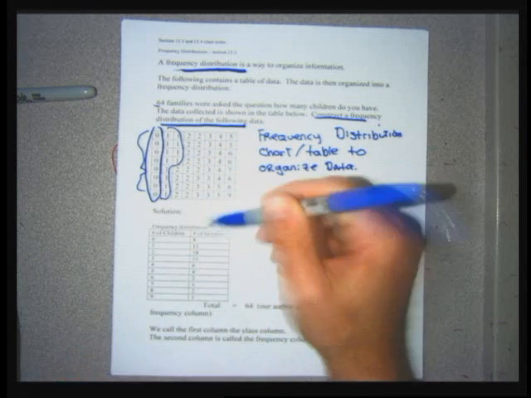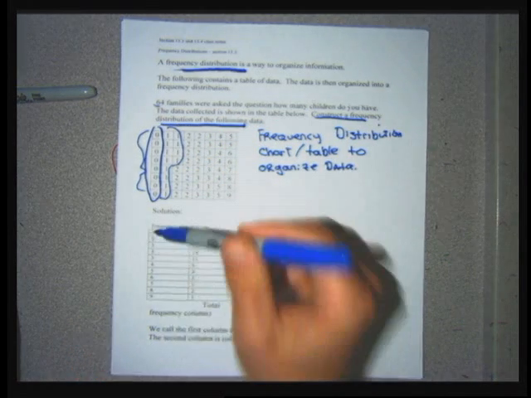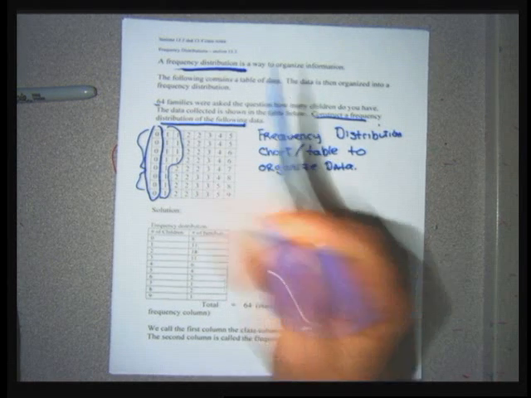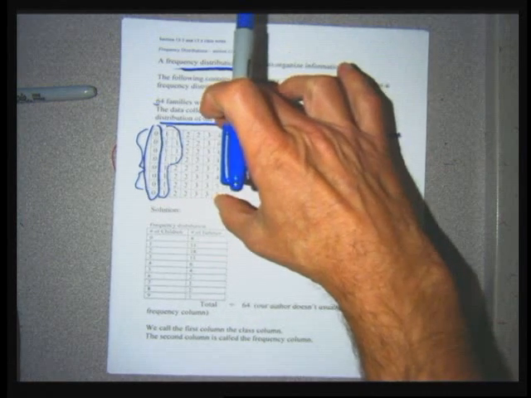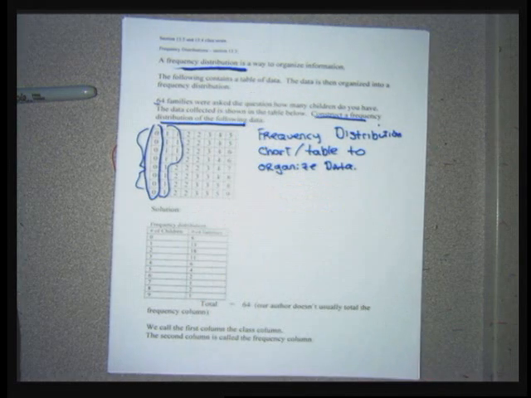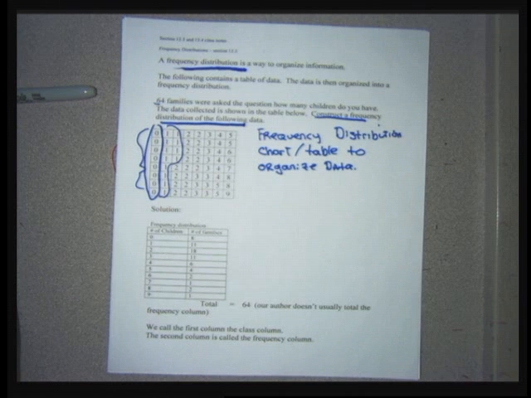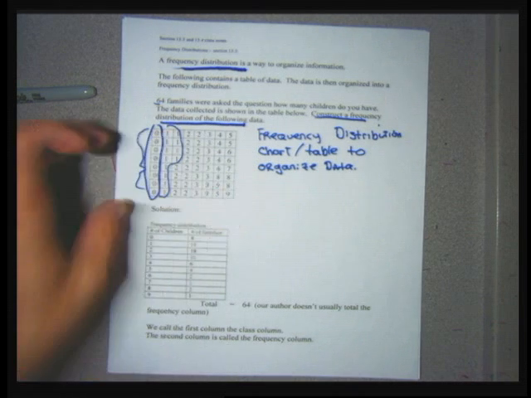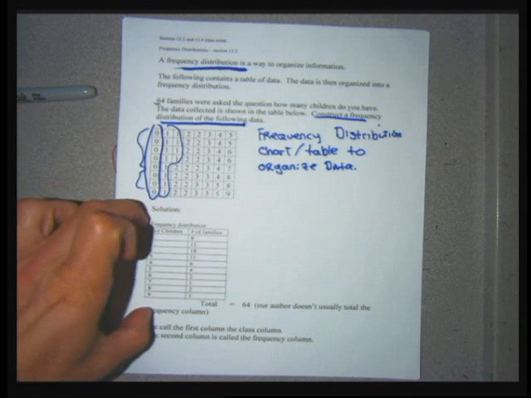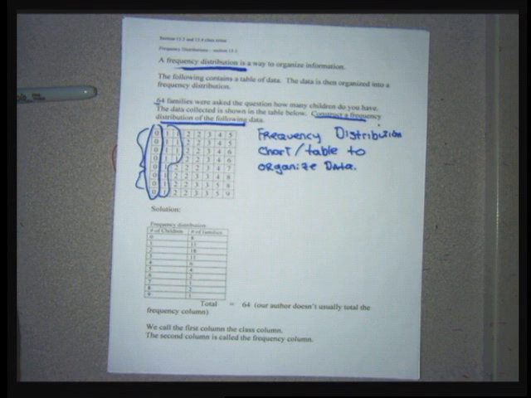And so for every single number of children, I wrote the number of families that had that many children. So I took the data that was organized in this table and made it more organized so I can glance at it maybe more quickly and understand this data. This data is organized but not as nicely. So a frequency distribution is just a way to take information or data and organize it into a table.